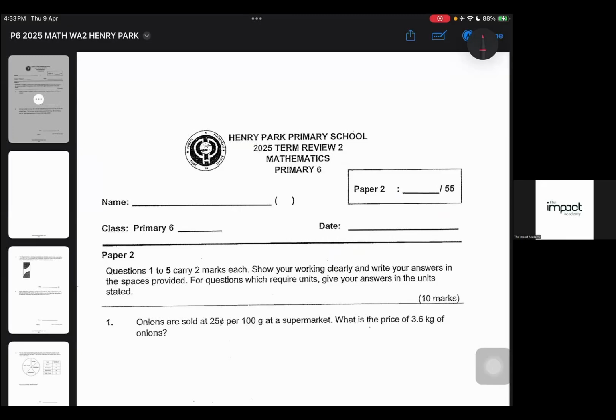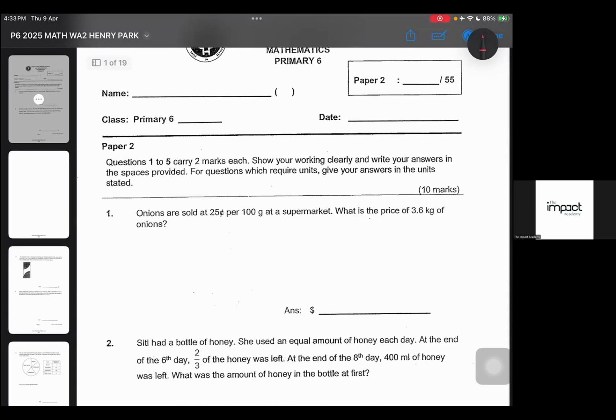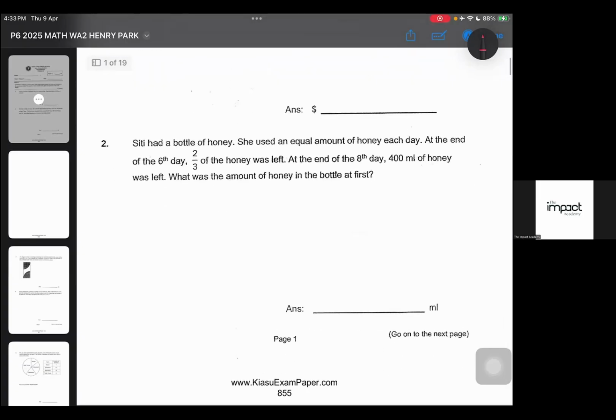Good afternoon, everybody. Today we are looking at a paper called Henry Park Primary School. Okay, this is a WA2 paper. So without any further ado, let's get right into it. Now, I'm looking at question number 2 first.